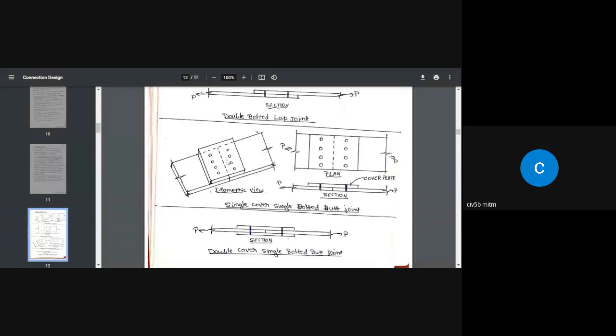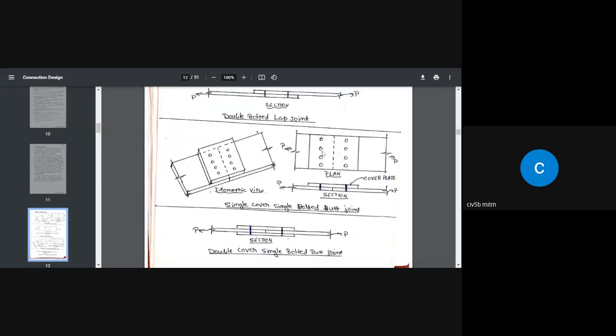When we are connecting, we are going to provide plates on one side or on both sides. In this case, the isometric view is what you see here. In the plan, this is the way we are going to see it. This is the line at which these 2 plates are mating, coming together. We are going to provide only 1 plate, and we are providing bolts on only one line. So it is not double bolted, it is single bolted, single cover. This is a single cover plate we are providing. That's why it is called single cover.